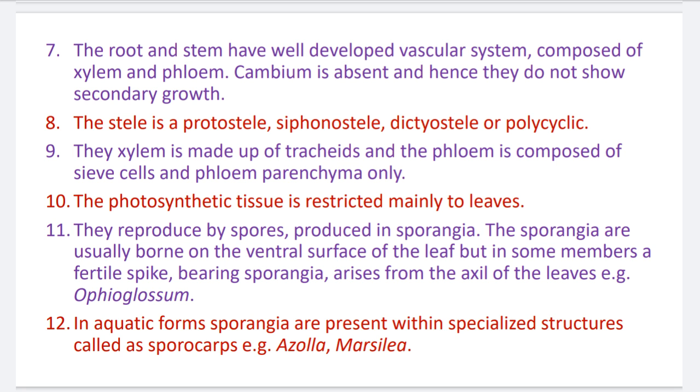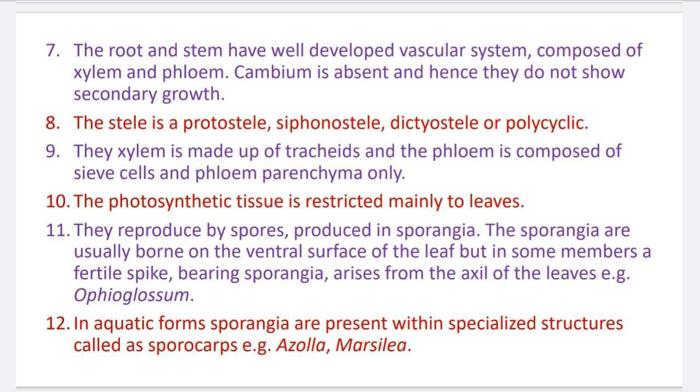Pteridophytes reproduce by spores produced in the sporangia. The majority of pteridophytes reproduce by spores, and these spores develop in the sporangia. The sporangia are usually borne on the ventral surface of leaves. In megaphyllous pteridophytes, on the ventral side of the leaves, these spores develop in the sporangia, and their group is called the sori.